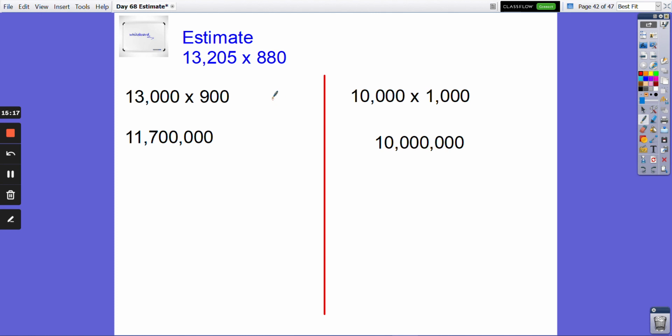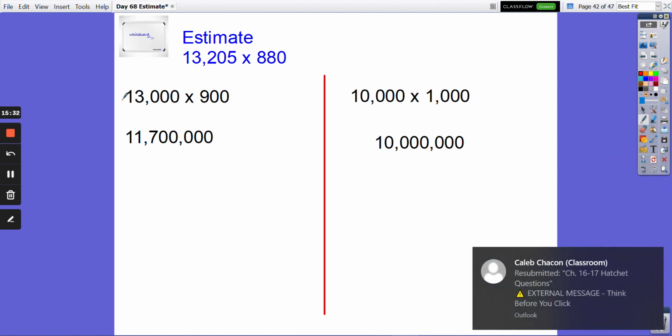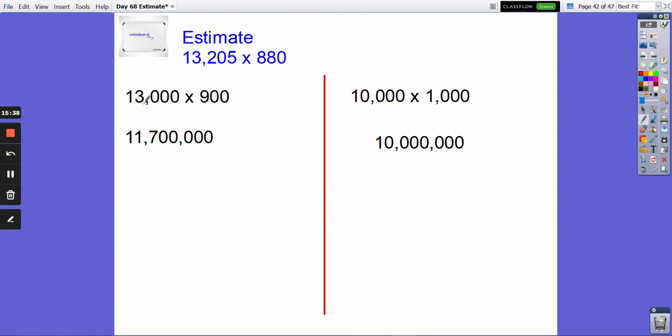Okay, so again, you could estimate in a couple of different ways, not even necessarily these two. Maybe you chose to estimate a little differently. I used 900 in place of my 888. I used 13,000 in place of the 13,205. And when I multiplied 13 and 9, I got that 117, and then I have the same amount of zeros that are behind each of my factors behind that, right?